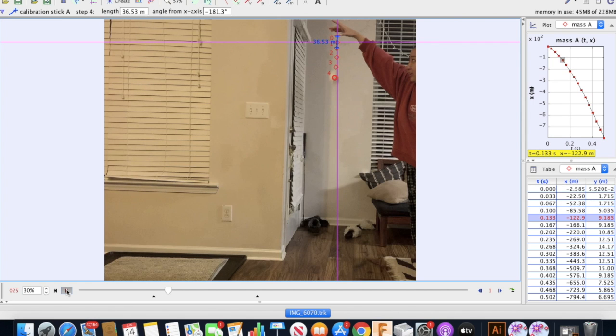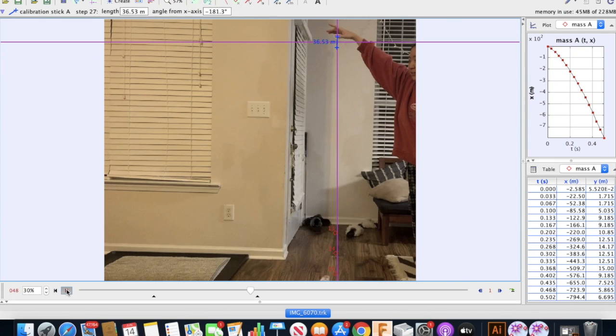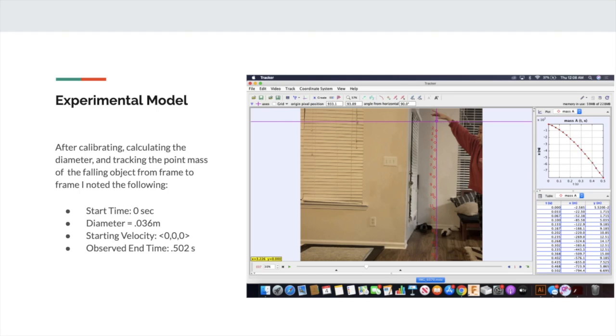So here's my experimental model of me dropping the ball, and from this model, I was able to extract a few key points of data. Firstly, the start time, which was 0, the diameter, which was relatively 0.036 meters, the starting velocity, which was 0, and the observed end time, which was 0.502 seconds.